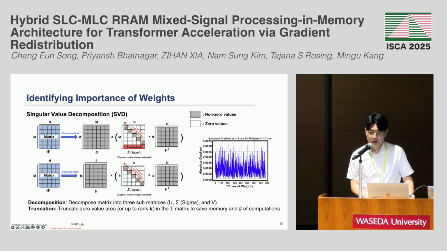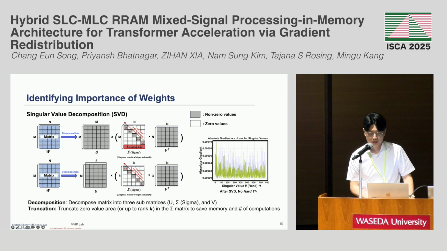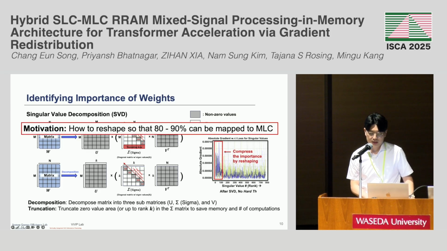So this shows the gradient of the weight before applying the SVD, where the gradient indicates the sensitivity to the final model accuracy. As you can see here, the gradients of each weight are uniformly or randomly distributed. However, after applying the SVD, now the weights with the high rank show the large gradient. So the motivation from this is how can we reshape the model so that 80 to 90% of the weights can be mapped to the multi-level cell.